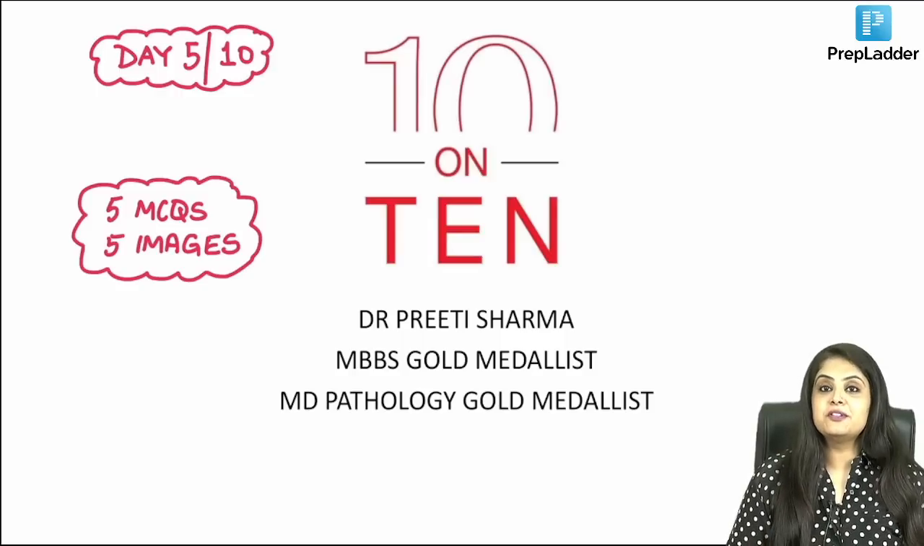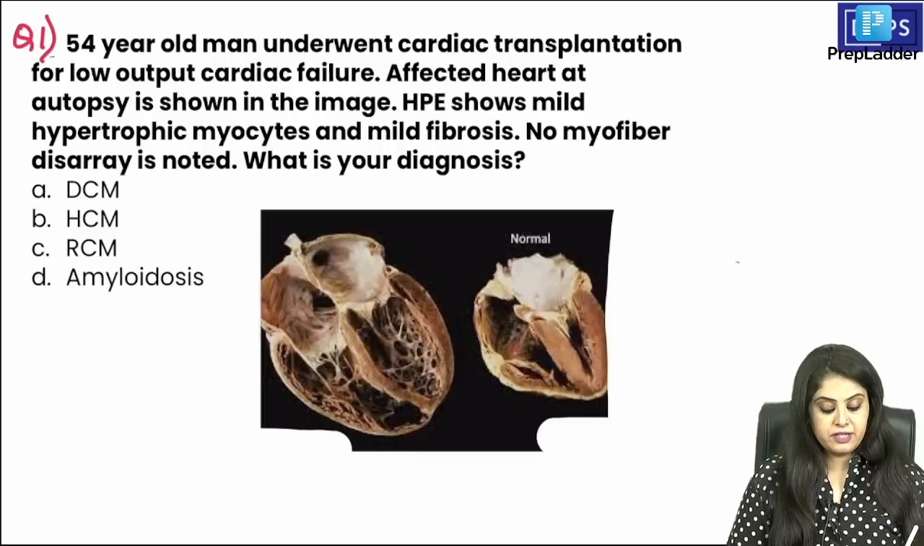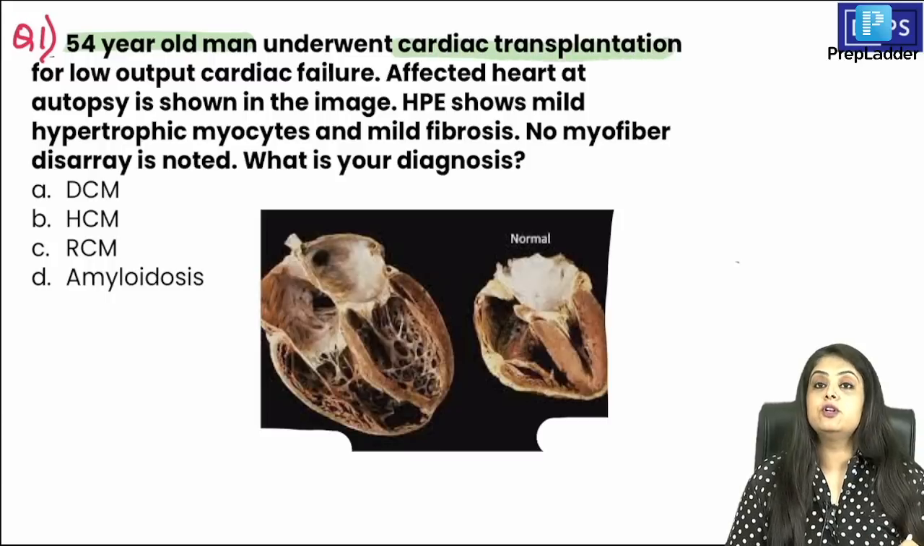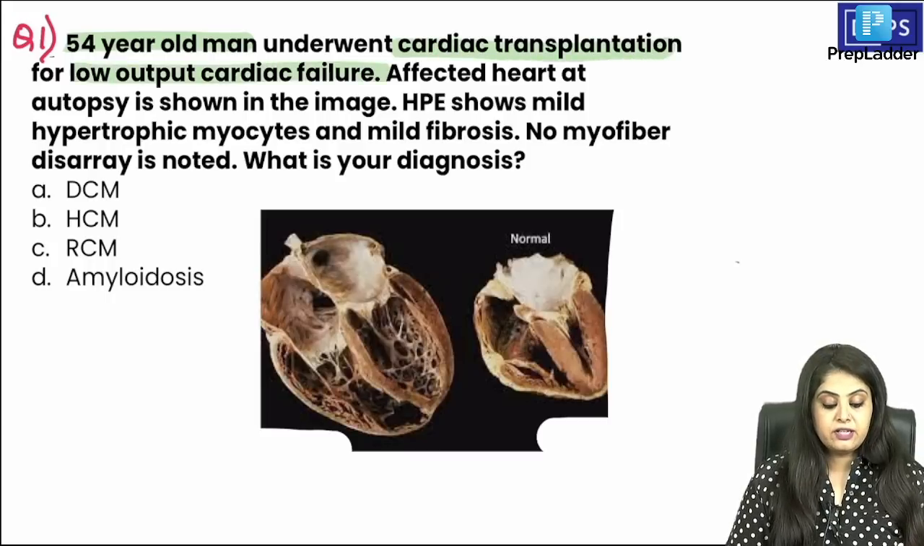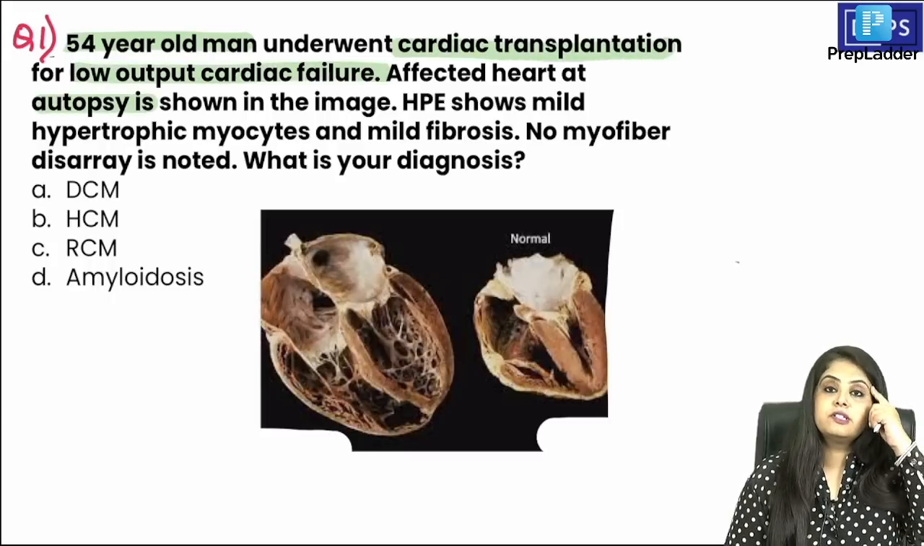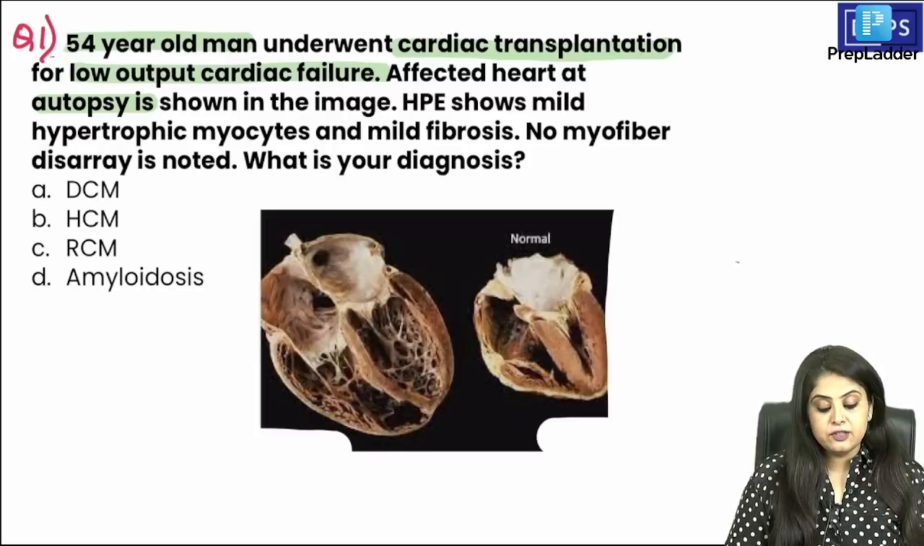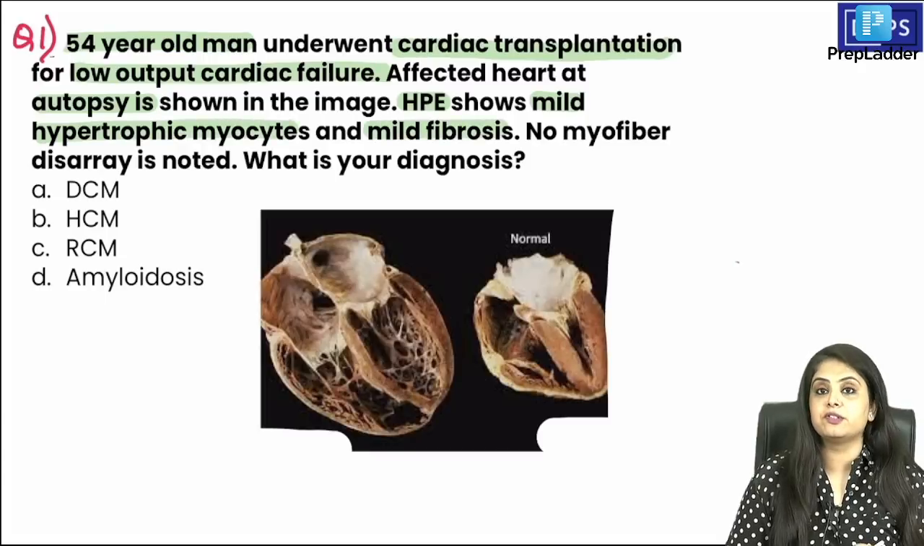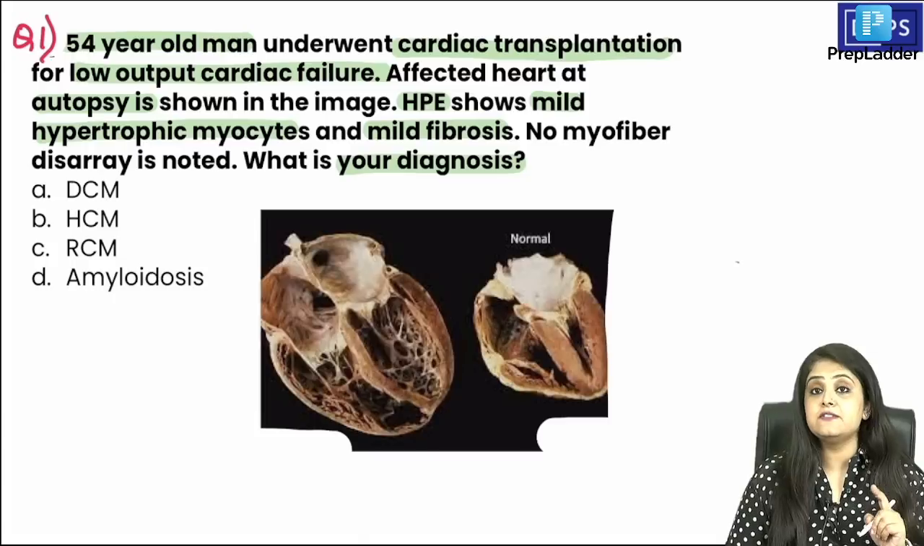So let us get going with the very first clinical question that we have over here, something that will help you in medicine as well, where we have a 54-year-old man who underwent a cardiac transplantation for a low output cardiac failure. Now there is an autopsy image that has been shown, so obviously this man did not survive, and the histopathology is further described to you, showing us that there is mild hypertrophic myocytes and there is mild fibrosis. On the basis of this, they've asked you for your diagnosis, and there is one negative thing written over here, that there is no myofiber disarray.